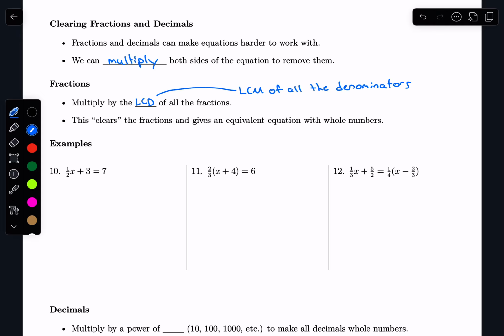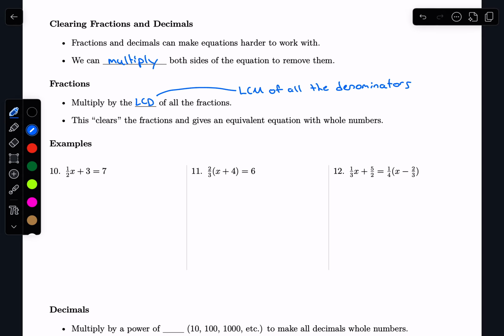Okay, so now when we multiply both sides of the equation by the lowest common denominator, this quote unquote clears the fractions and gives an equivalent equation that only has whole numbers in it. So for number 10 here, we have 1/2 x plus 3 equals 7. There's only one fraction involved, so the least common denominator is just 2. It's that only denominator we see.